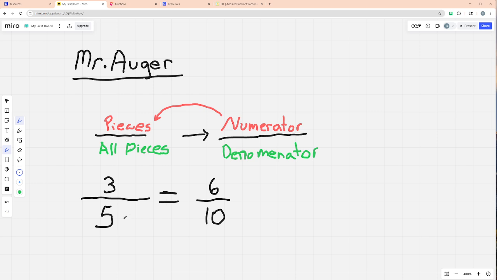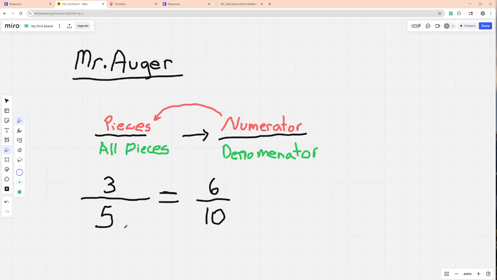Well, why do I claim that this would be the same size overall? It's because this 5 represents how many of the pieces needed to make a whole, and this 3 represents how many pieces I currently have. It could also mean how many are missing. This 10 over here means that it would take 10 pieces to make an entire whole, and I only have 6 of them.